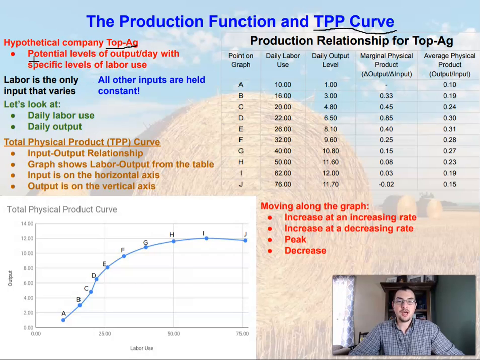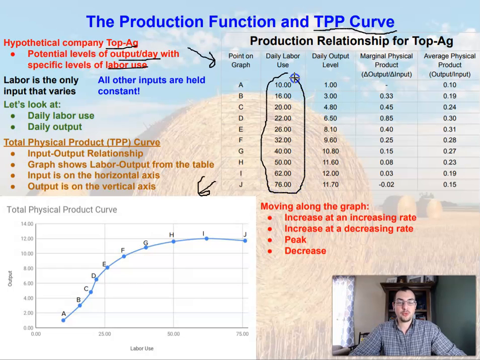Top Ag has charted the potential levels of output per day with the specific levels of labor used, and that's what we have over here on this chart. That chart then corresponds to this graph. The points on the graph, points A through J, are listed right here. We have the daily labor use, and this is in hours. So how many hours are we working people for that particular day?